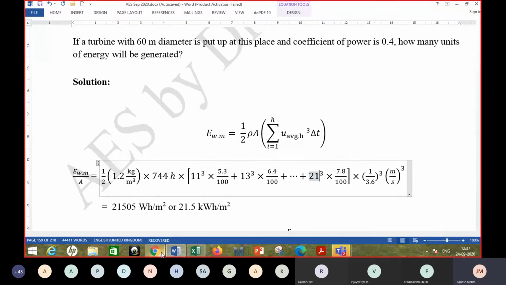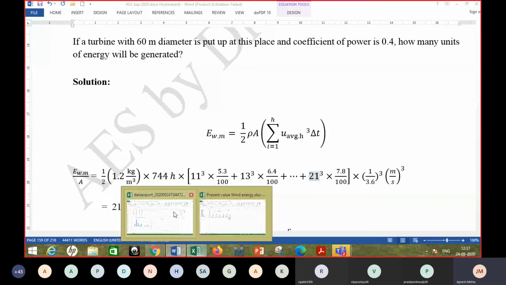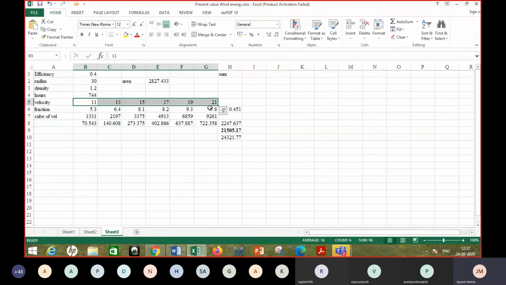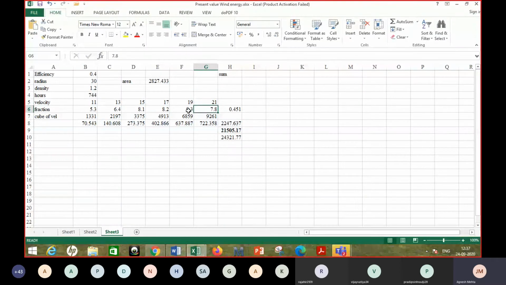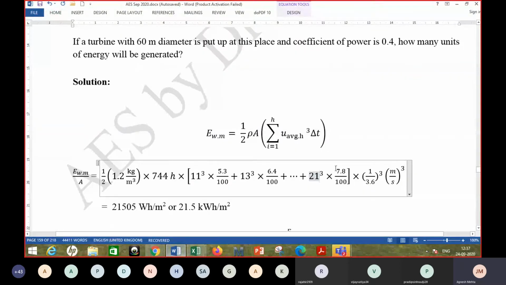And what is the fraction for 21? The fraction for 21 is 7.8. For 19 it was 9.3. Here it is 7.8. So 7.8, yeah, this 7.8 is correct. Okay, so you're going to do it for 11, 13, 15, 17, 19, and 21. Multiply each with the fraction, right? And 744 hours, as I told, is common for all.